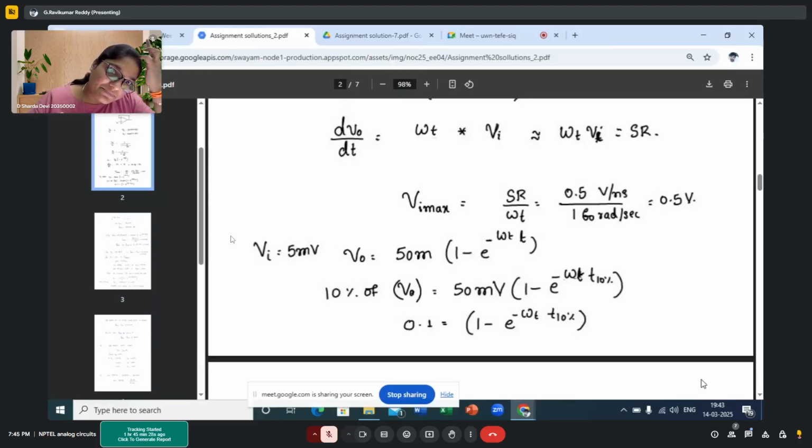Madam, we are providing the step input, right? Yes. For a step input, step means it is changing from 0 to 1 directly, right, madam? Yes. So how can we calculate the rise time or fall time for a step signal, madam? We can calculate it for a ramp or sinusoidal. For a step signal, how to calculate?